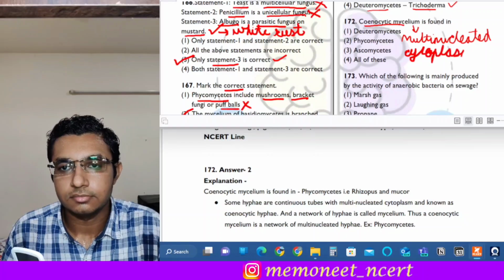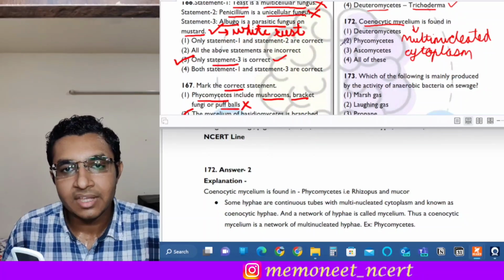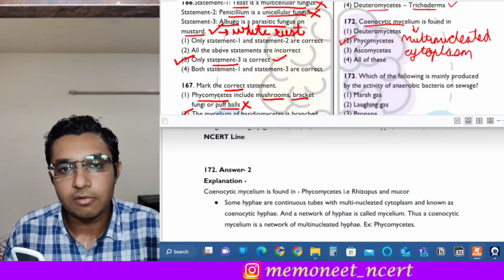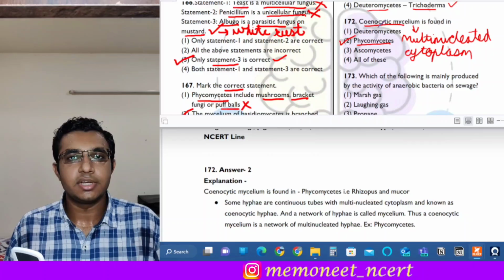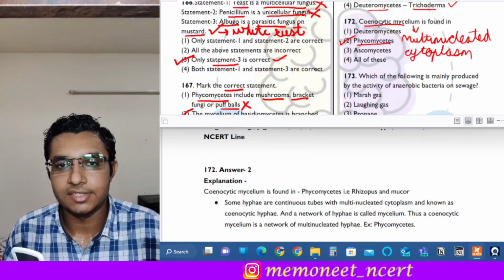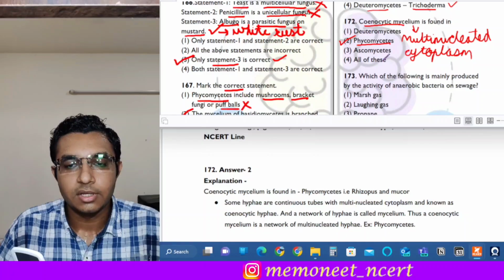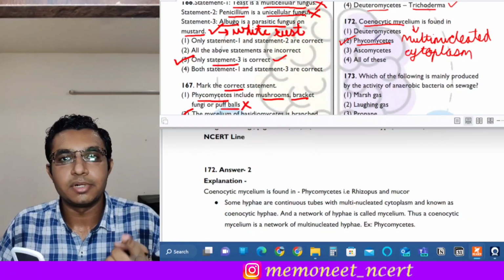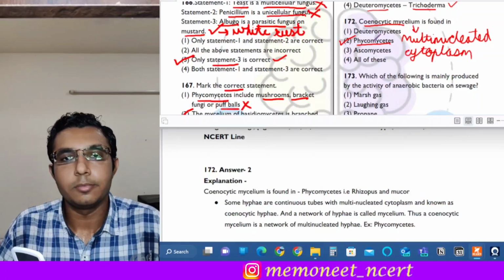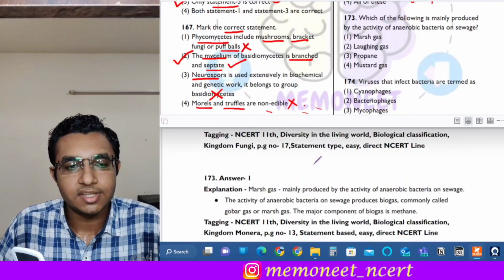And it is a characteristic feature of what? The Cenocytic mycelium is found in the Phycomycetes. So you need to remember that Cenocytic mycelium is found in Phycomycetes. The correct answer will be option 2, that is Phycomycetes. And the examples of Phycomycetes are what? They are rhizopus and mucor. So I hope you are clear with this question. Moving on to the next question, that is question number 173.